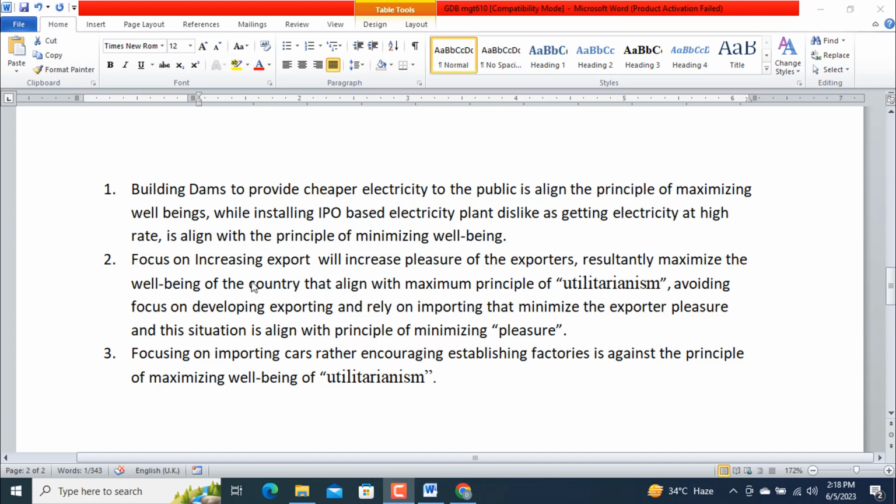Focus on increasing exports will increase the pleasure of the exporter, resultantly maximizing the well-being of the country. That aligns with the maximizing principle of utilitarianism. Avoiding focus on developing exports and relying on imports minimizes the exporter's pleasure, and this situation is aligned with the principle of minimizing pleasure. Focus on importing cars rather than encouraging establishing factories is against the principle of maximizing well-being of utilitarian ethics.